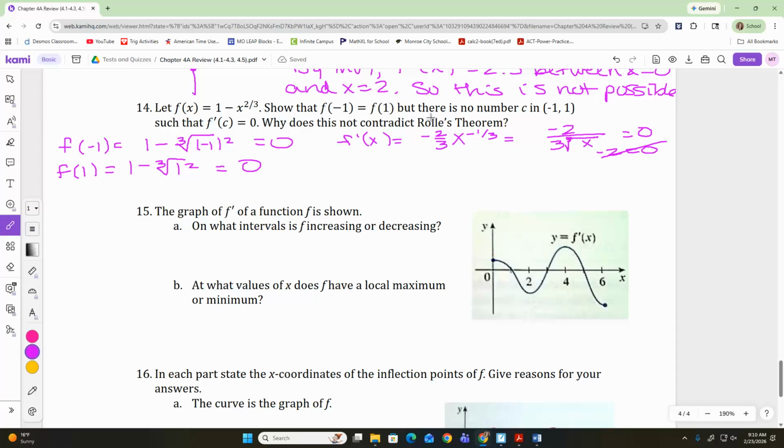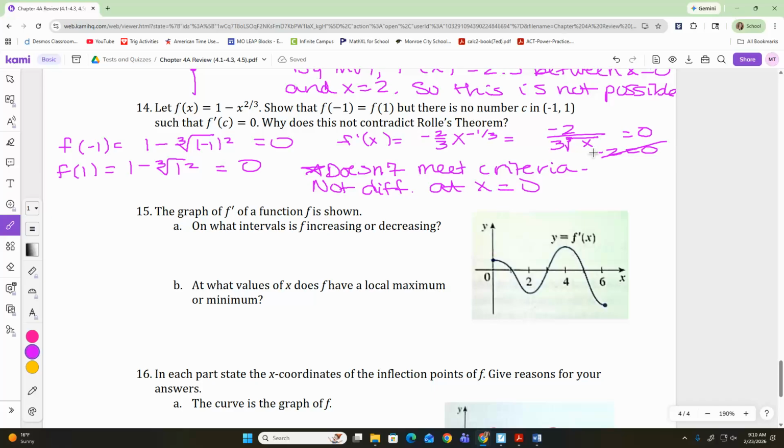So I want to know, why does this contradict Rolle's theorem? Rolle's theorem says if the endpoints are equal, the derivative has to equal 0. But we just showed the endpoints were equal and the derivative is never 0. Yes. This doesn't meet the criteria. It's not differentiable when x is 0.